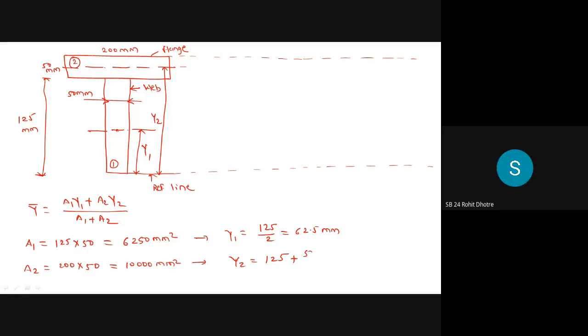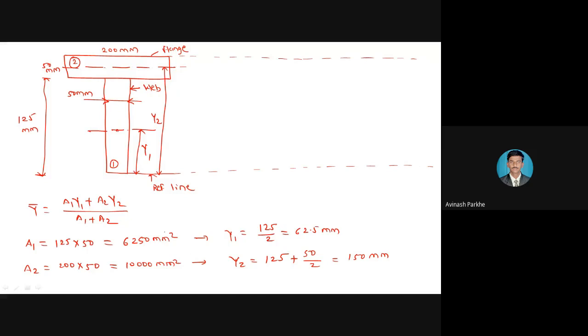125 plus 20 divided by 2, or directly 25. So Y2 is equal to 150 mm. So Y1 we have calculated. Y1 means the CG distance of section number 1 from the bottom line, and Y2 means the CG distance of section number 2 from the bottom line.